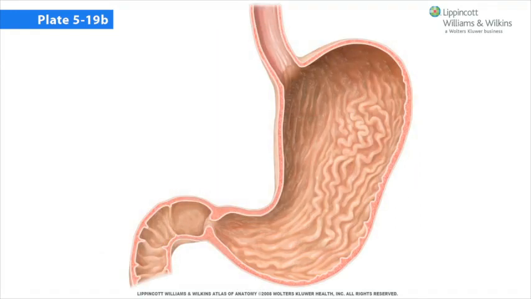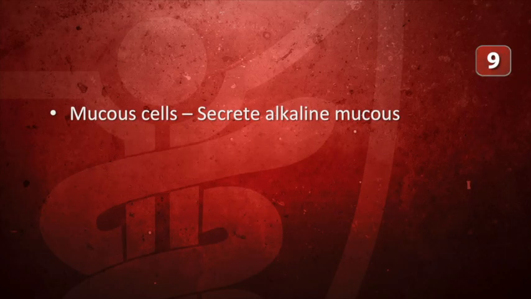The mucosa and submucosa of the stomach are extensively folded into rugae that disappear when the stomach becomes full and distended, which stretches the mucosa and submucosa flat. The gastric mucosa is composed of 4 types of secretory columnar epithelial cells. Mucus cells secrete alkaline mucus to protect the inner lining of the stomach from self-digestion by acid and from damage by its grinding muscular actions.